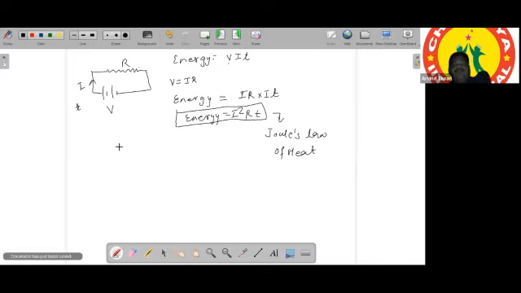So from this, we can figure out that the energy utilized by this resistor will be directly proportional to the square of current. This energy is directly proportional to resistance, and it is also directly proportional to the time for which the current flows through it. So this formula is your Joule's law of heating.